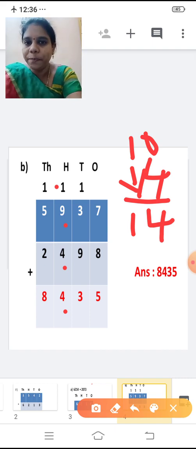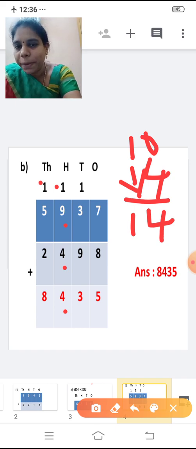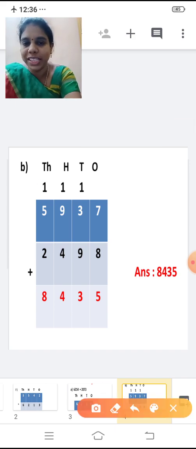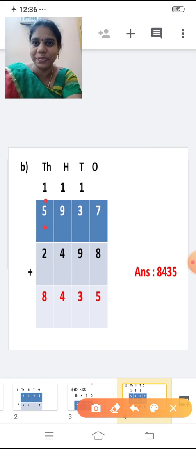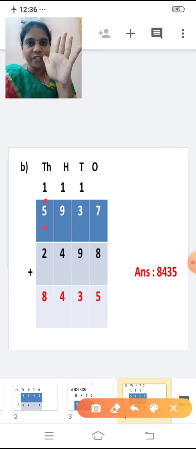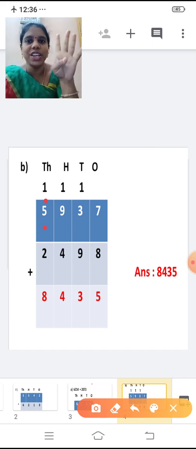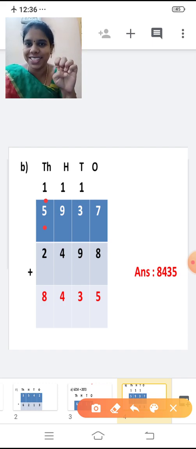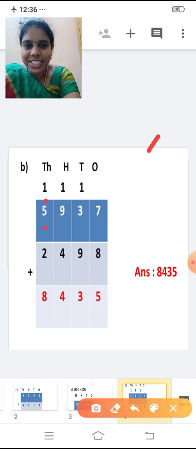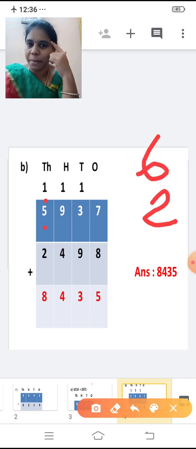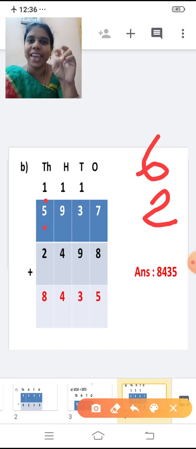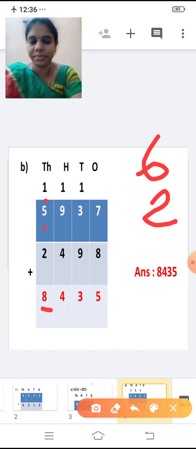Now add 5 plus 1. Now you are going to add the thousands place. 1 plus 5. 1 in the mind, 5 in the finger. After 1, 2, 3, 4, 5, 6. Now with 6 you are going to add the third number 2. 6 in the mind, 2 in the finger. After 6, 7, 8. So write 8 here.